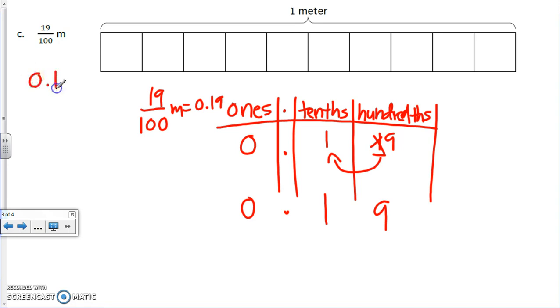So the next thing we're going to do is our number bond now. So I just have to pull apart what I have. I can actually use my place value chart to help me. If I look, I have 1 in the tenths place. How do I write 1/10? 1 over 10, pretty simple.